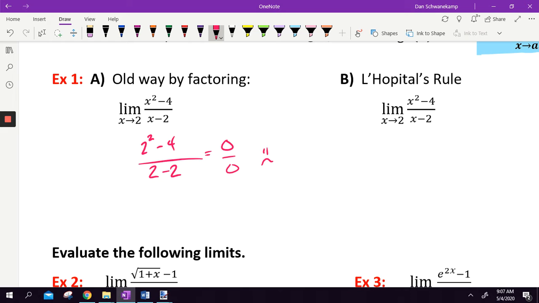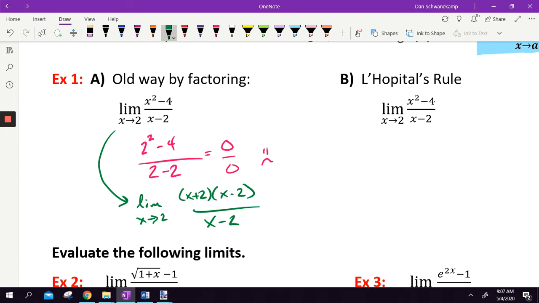It's indeterminate form. And so what we learned so far is if that happens, then we need to simplify, cancel, and plug back in. So for us, that means we're going to find the limit as x approaches 2. We're going to factor the top into x plus 2 and x minus 2. We're going to factor the bottom into x minus 2. We're going to cancel the x minus 2's. We're going to take 2 and plug it back in. 2 plus 2, my answer is 4. That is the limit. That's the old way of working, and it still works great. There's nothing wrong with it.